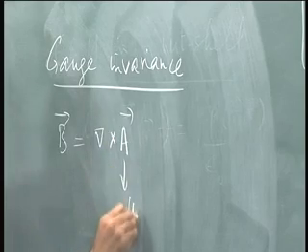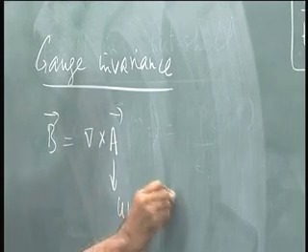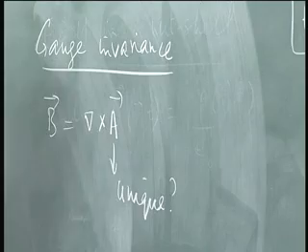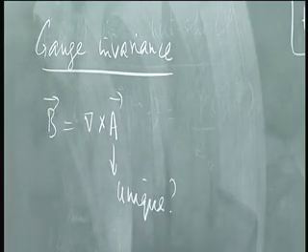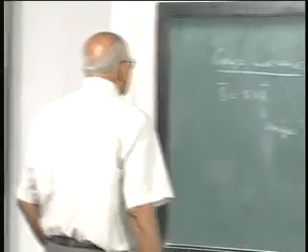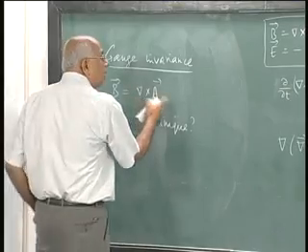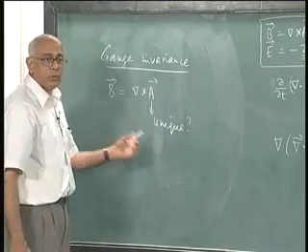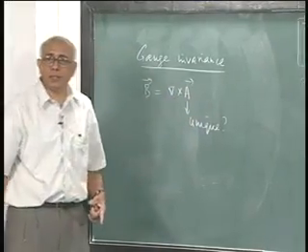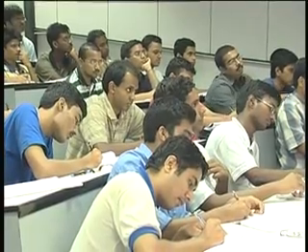Is this unique? For a given B, is A unique or not? This is the question we have to answer. Apart from a constant, I can always add trivial constants, but is it unique? The fact is the curl of any gradient is identically 0, therefore to A I can add the gradient of any arbitrary scalar field and B would not change.